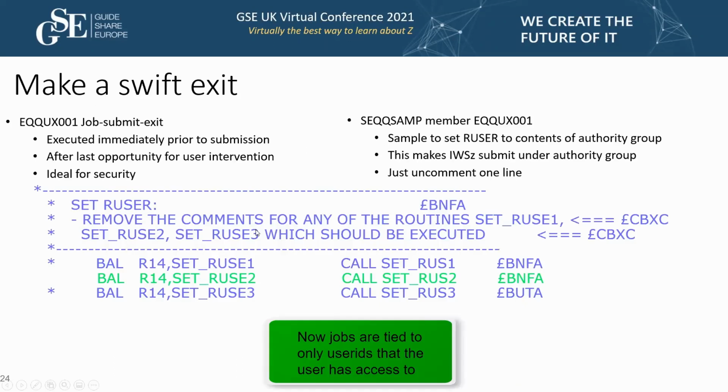The next part is turn on the authority group feature of exit 1. We have a sample exit that if you uncomment this third line here, it will apply whatever's in authority group to be the user ID that the job runs under. All you need to do, uncomment that line, compile and link the exit, and turn the exit on in the control parm. So your exit statement would need to turn exit 1 on. That's it. Well, rebounce the controller.